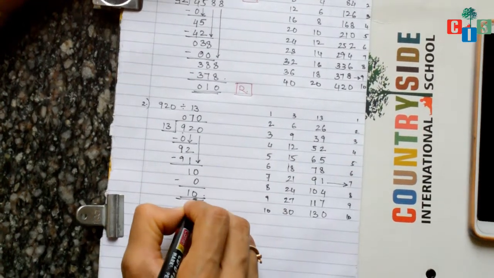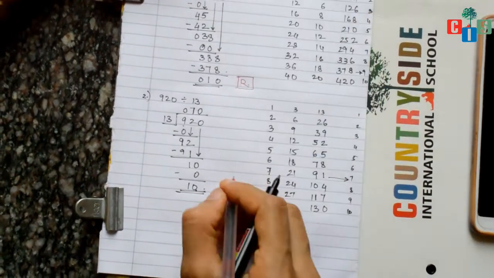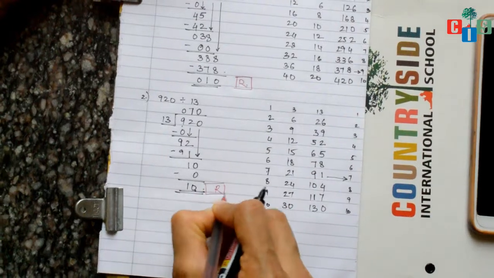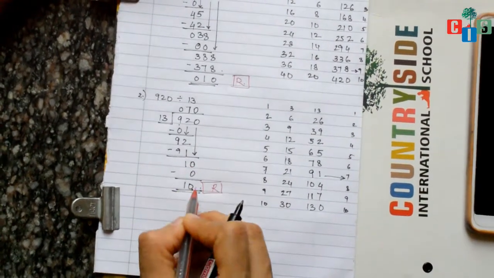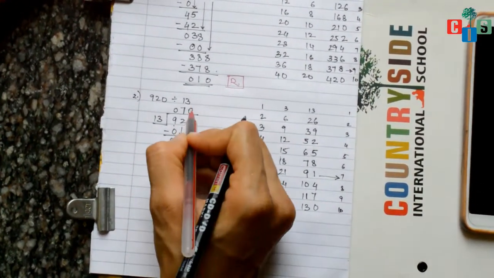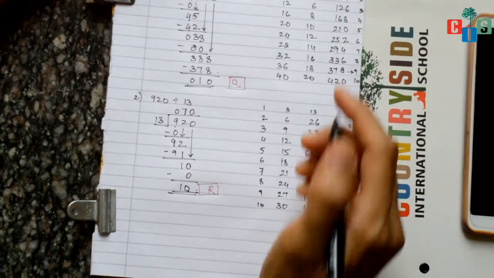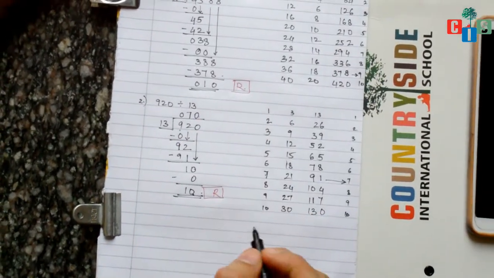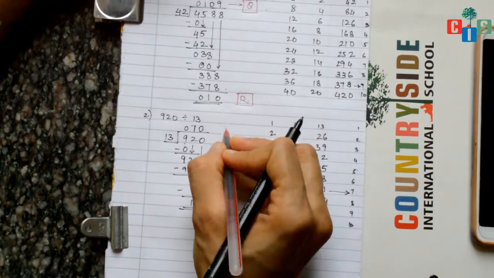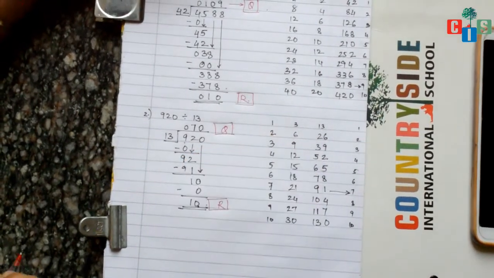And now this 10 is my remainder. Fine. This is not my remainder. This 10 is my remainder. Don't forget to put your 0. So we will have 70 as our quotient. Fine.